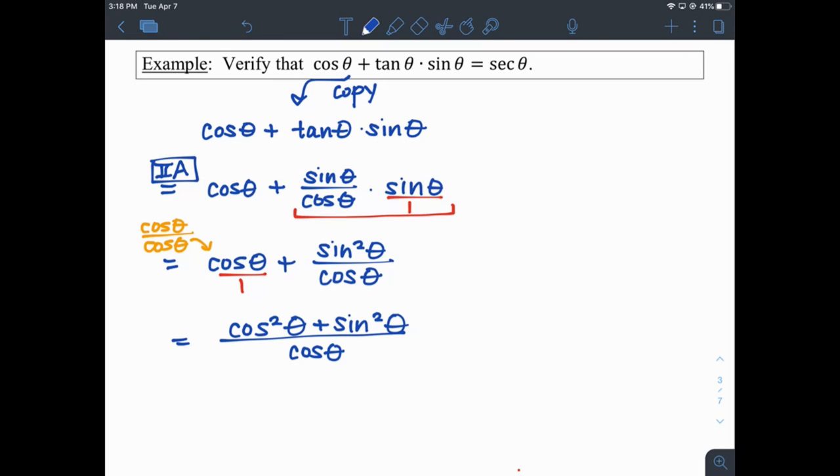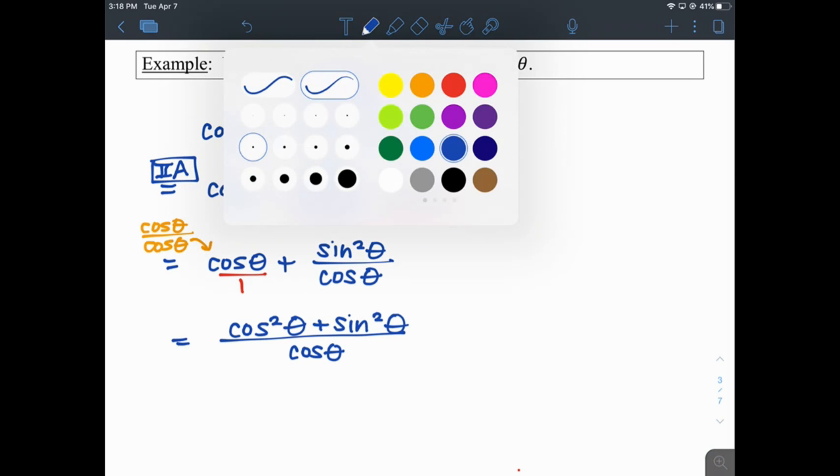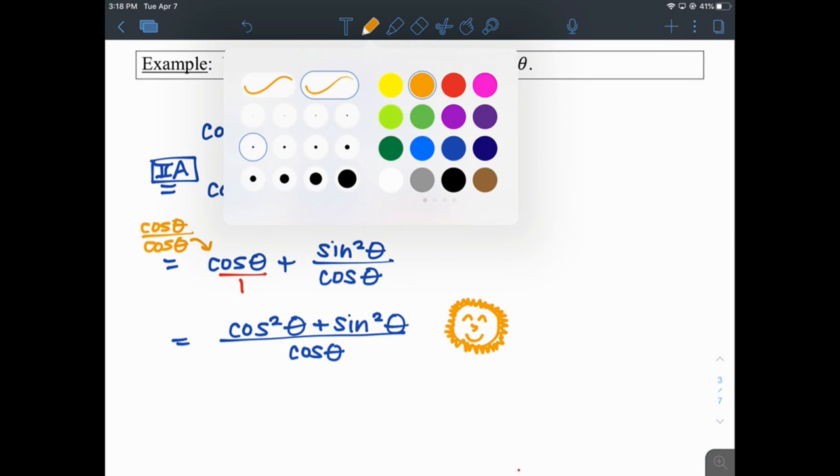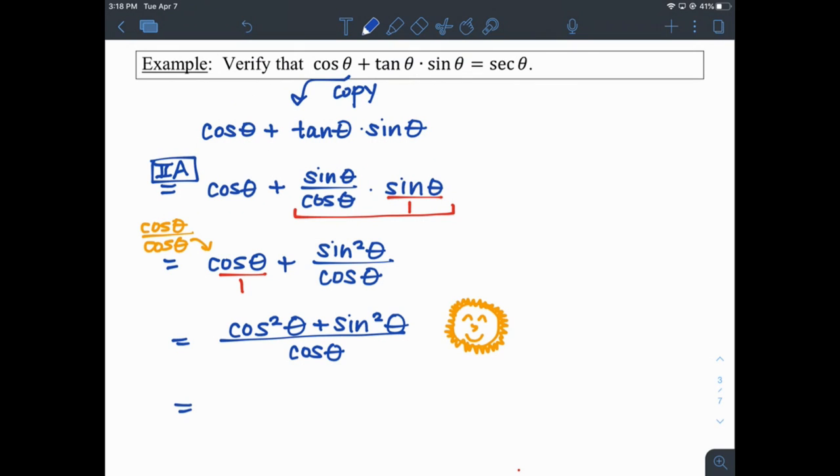And there's that pretty little thing sitting there again. Oh, my little warm and fuzzy is coming back out. There he is. I'll make him all fuzzy. Okay, my little warm and fuzzy. There he is. Cosine squared plus sine squared. Oh, look at that. It's all good. It's beautiful. 3a.